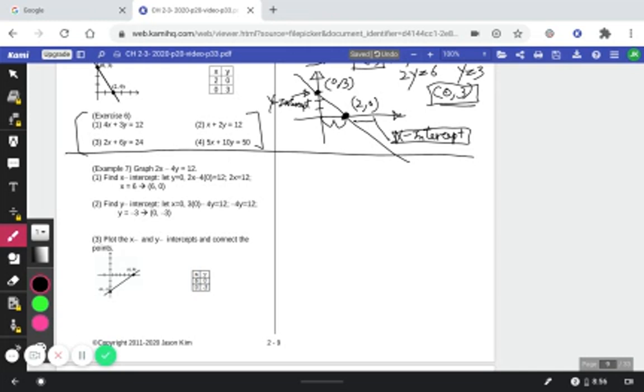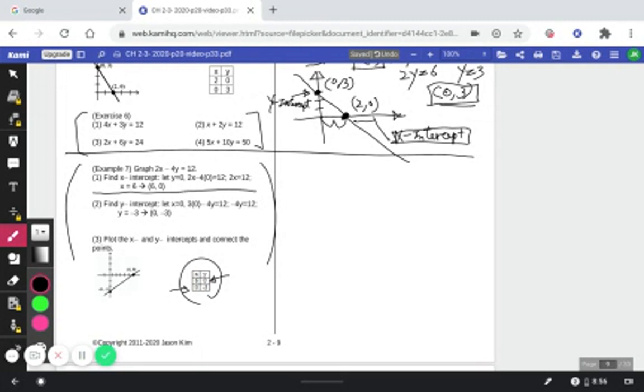Example 7 is another graphing of another equation by using the intercept method. Okay. Again, you need to make this table. To find the x-intercept, you plug y as 0, and then find that x-intercept point. And to find the y-intercept point, you plug x as 0 and find the y location.